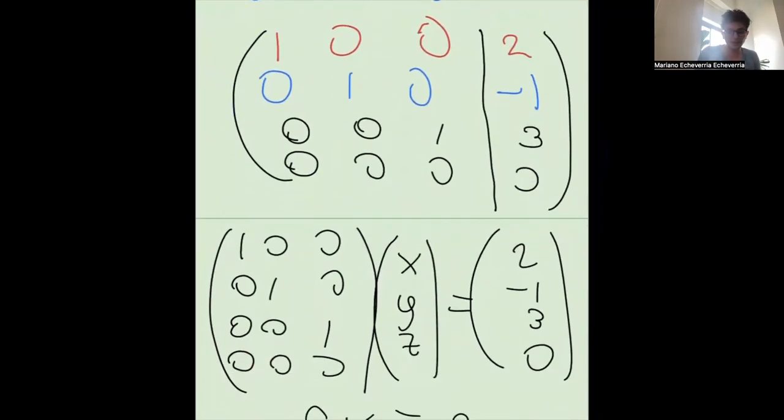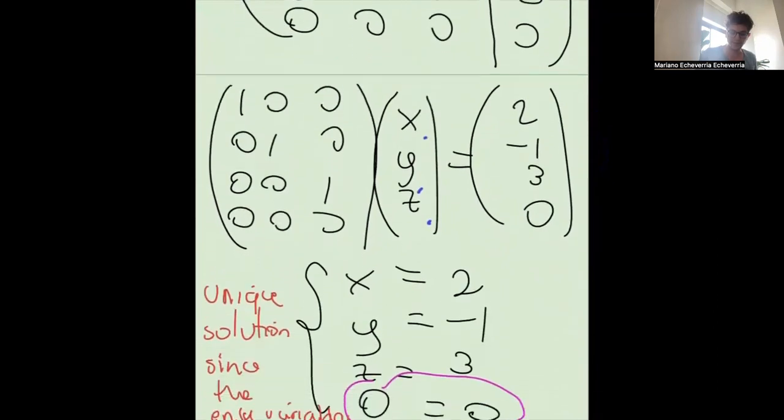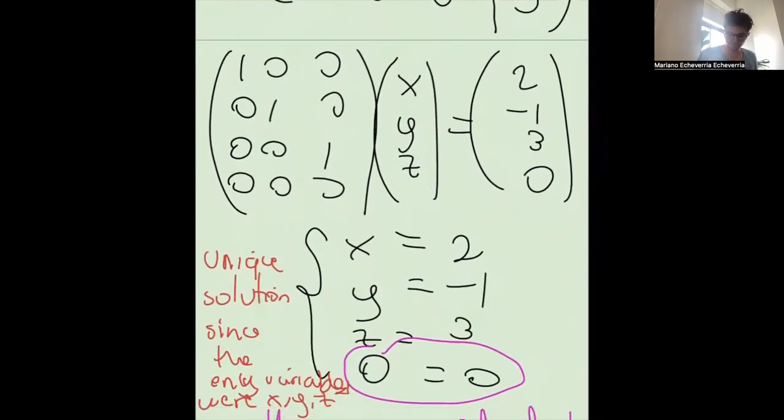What's happening here is that once you rewrite it in terms of the original variables, x, y, and z, it's telling you x has to be this number, y has to be this number, and z has to be this number. So it's giving you a specific value for each variable. That's why it's a unique solution.